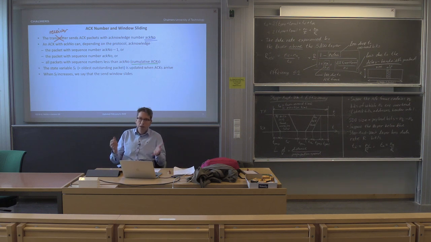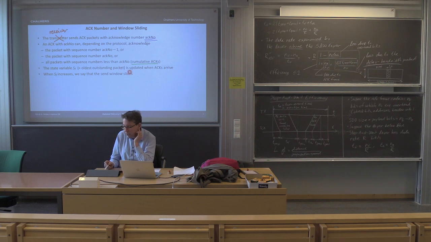So depending on the protocol, we need to make the proper interpretation of the acknowledgement number. That's my main point at this time. Now, the state variable SF, which is the oldest outstanding packet, is updated when acknowledgements arrive. So when SF increases, we say that the send window slides. And that's easiest to show in an example. So let's do that.